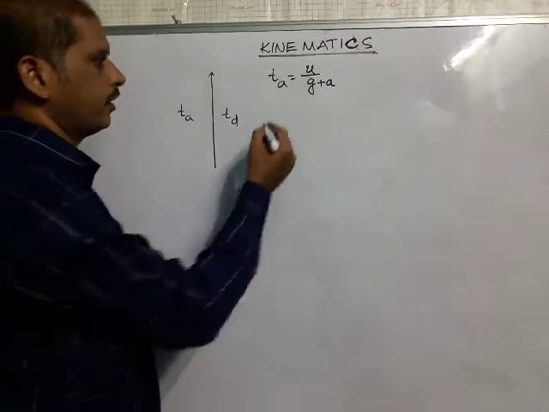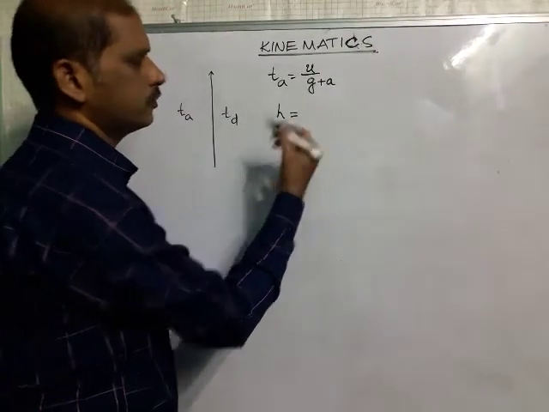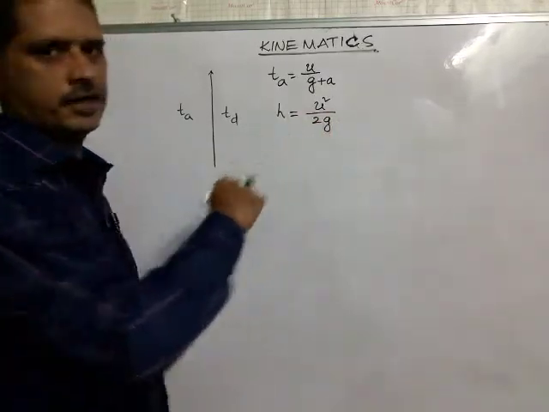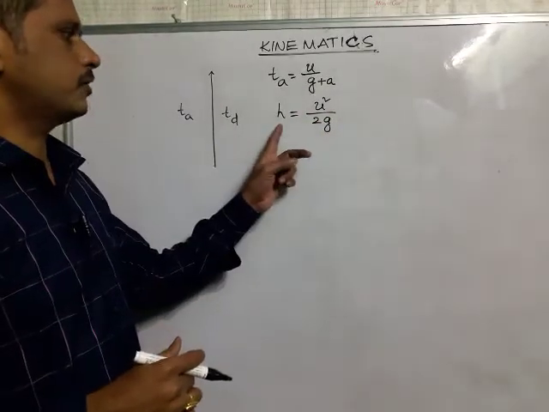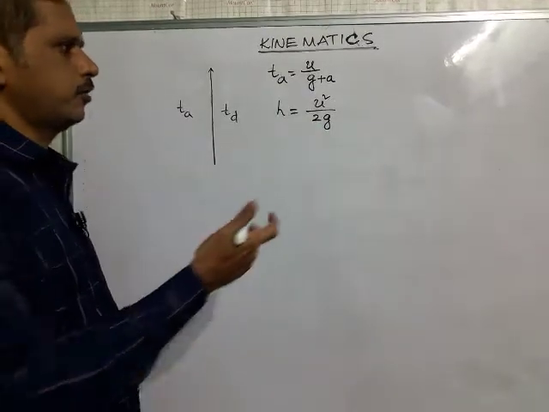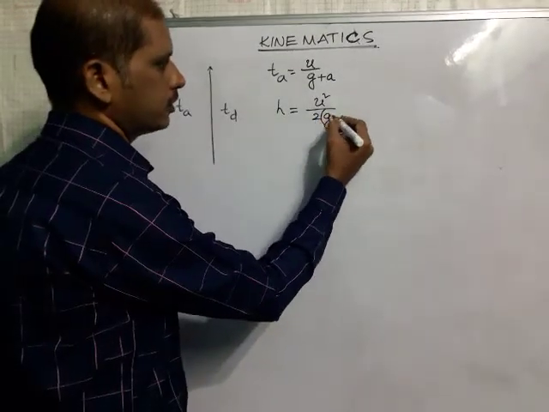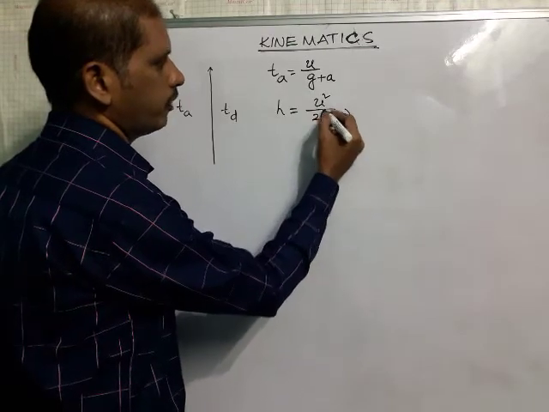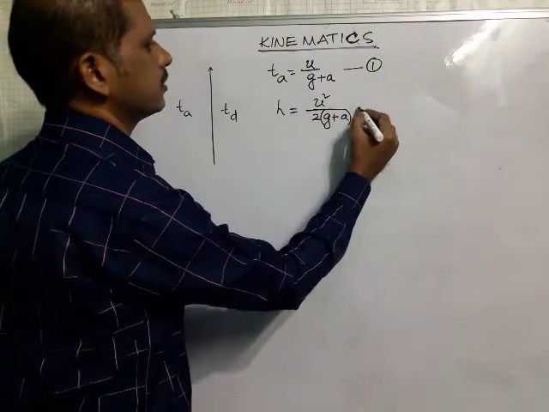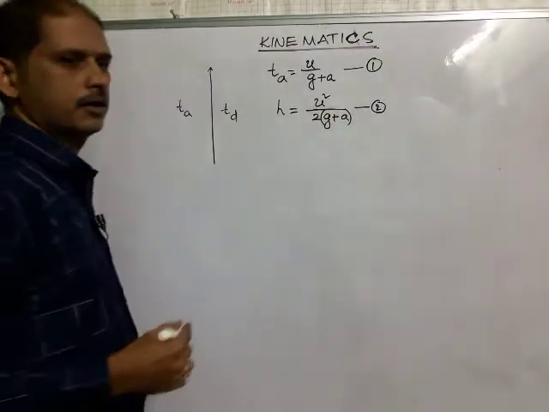Another one: h is equal to u square by 2g is the formula for the maximum height attained by the body. Here also, when the body is projected upward, instead of g we have to write g plus a. So h is equal to u square by 2 into g plus a. This is the first equation, this is the second equation.